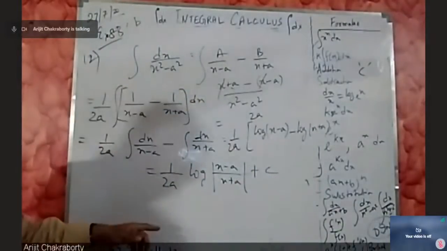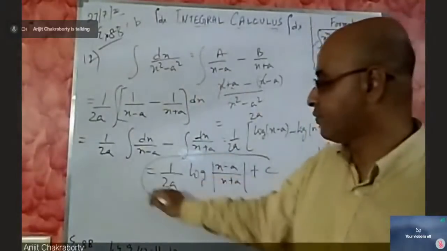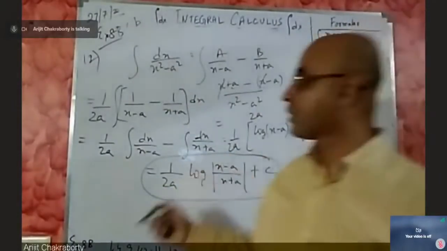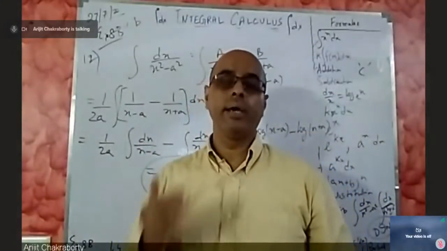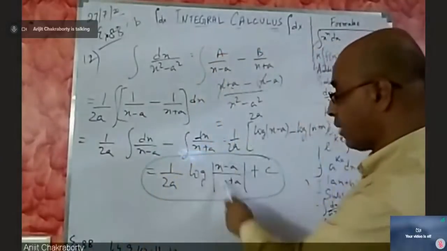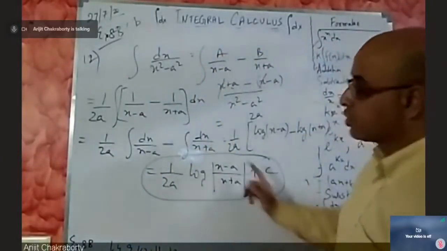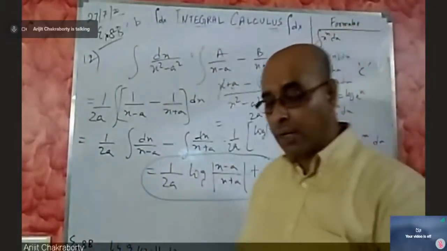Now if you compare this answer with the standard result, you will see that we have achieved the right answer, because the standard result for x square minus a square is the same: 1 by 2a log of x minus a by x plus a plus constant. So we have done the 12th one also. I move to the 18th question.